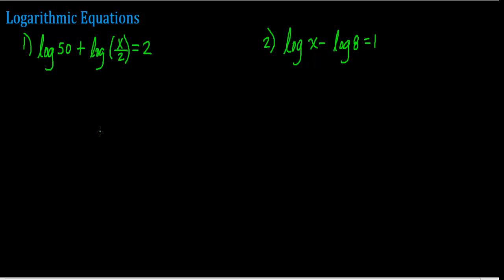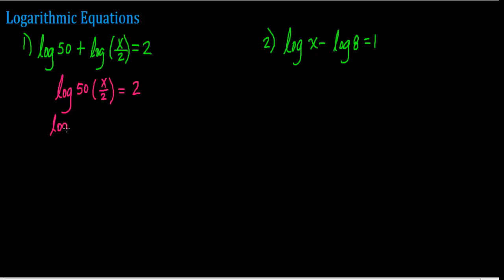Here we have two more examples on solving logarithmic equations. For example 1, notice I have a sum of logs. And what that means is I can use the property that says if the logs have the same base and I have a sum of logs, I can rewrite this sum as a single log and I can multiply the arguments. So I can multiply 50 times x over 2 and that'll equal 2.